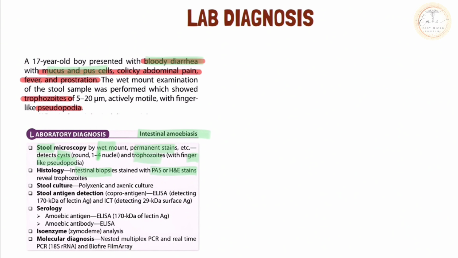Now we got the stool specimen and we have to culture it. We use two kinds of media here. One is polyxenic and the other one is axenic. So what is polyxenic? What is axenic? Polyxenic, poly, the name itself indicates that it has something additional. The polyxenic media has a bacterial supplement. Why does bacterial supplement matter?